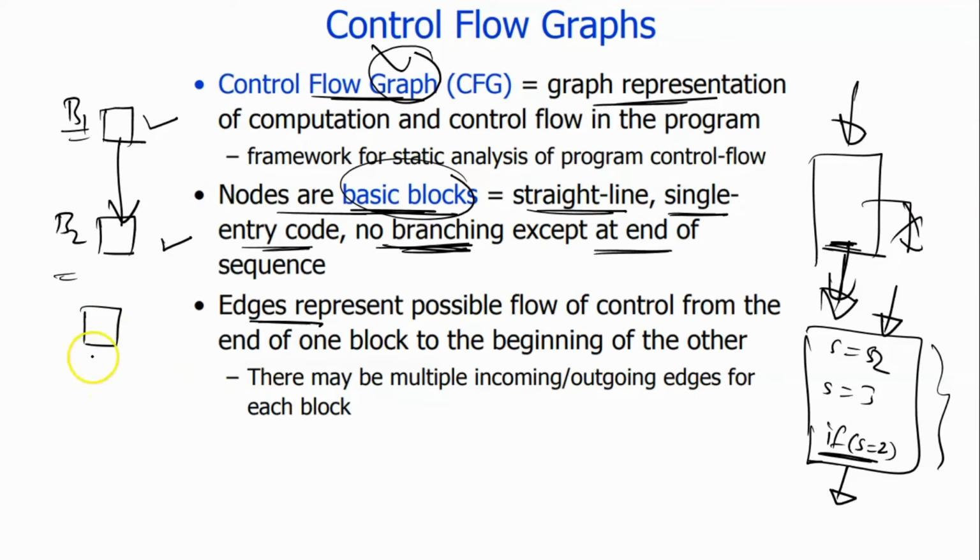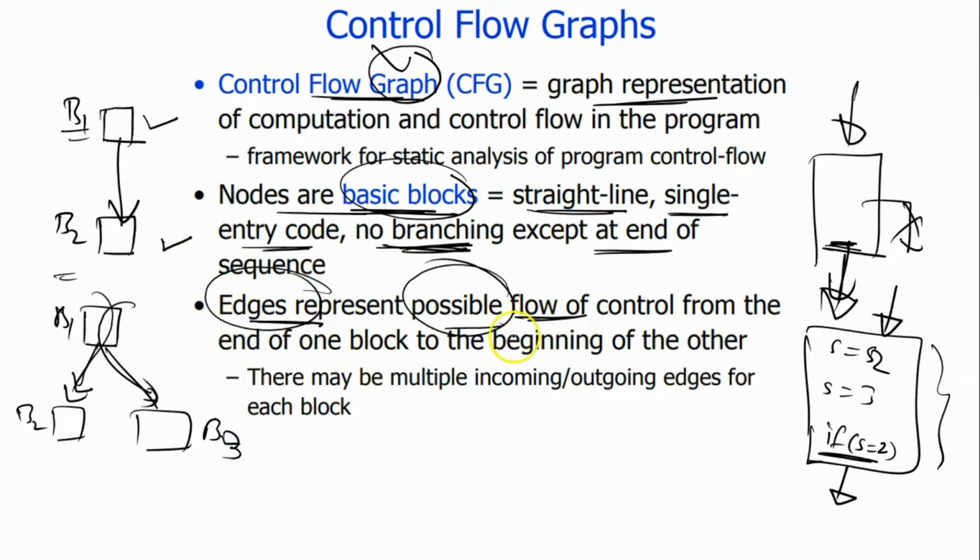For example, maybe you have this type of situation. Here you have B1, here you have B2, here you have B3. What does it mean? It means that at runtime, it is possible that your flow can go from B1 to B2, or it is possible that your flow can go from B1 to B3. So basically, your edge will represent the possible flow of control from the end of one block to the beginning of another block, because the basic block definition requires that there is a single entry and a single exit. So this is the definition of an edge.